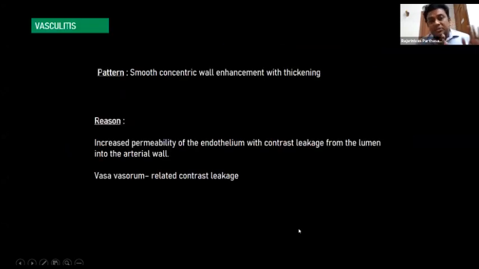Now that we have discussed vessel atherosclerotic lesion, we are going to talk about vasculitis. And in this particular instance, as we know, the wall thickens, the lumen is narrow, but it's a smooth concentric wall enhancement which you will get on T1 post contrast. And the reason for the enhancement is increased permeability of the endothelium with contrast leakage from the lumen to the anterior wall, or it can be vasovasorum related contrast leakage.